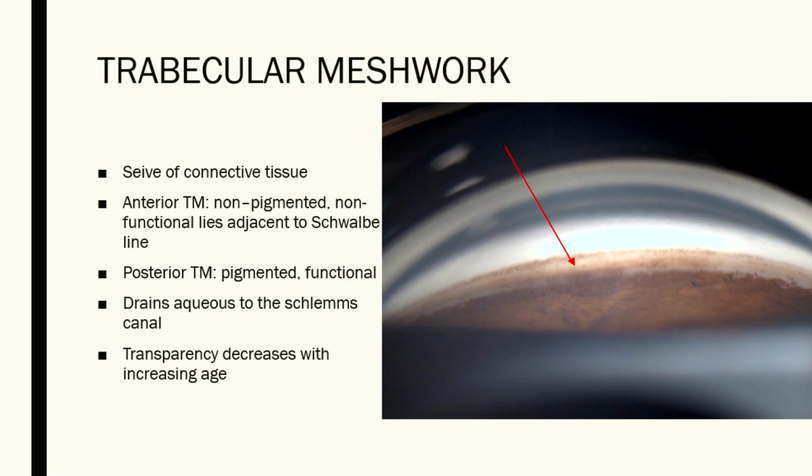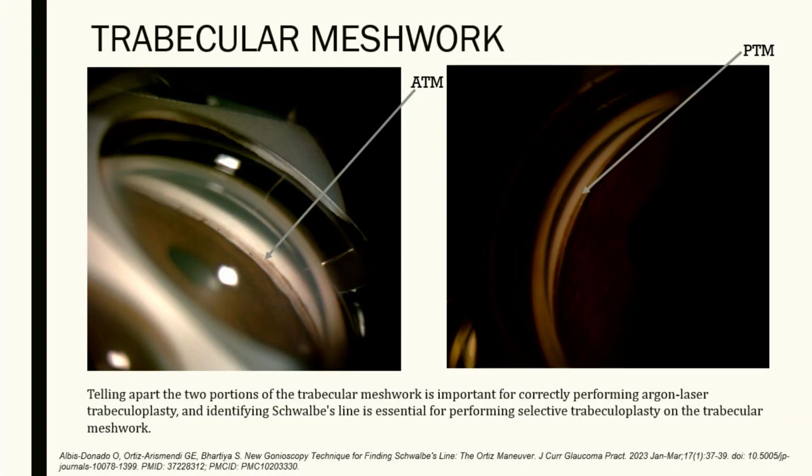So coming to the trabecular meshwork, it is a sieve of connective tissue. It is further divided into anterior and posterior. Anterior trabecular meshwork lies just adjacent to the Schwalbe's line, and it is non-pigmented and non-functional. Posterior is the pigmented and functional one. Its function is that it drains the aqueous through it into the Schlemm's canal, and a younger individual will have a lesser pigmented trabecular meshwork as compared to an older one. Why is it important to differentiate between the anterior and posterior trabecular meshworks? It is when we are going to be performing argon laser trabeculoplasty and selective trabeculoplasty.